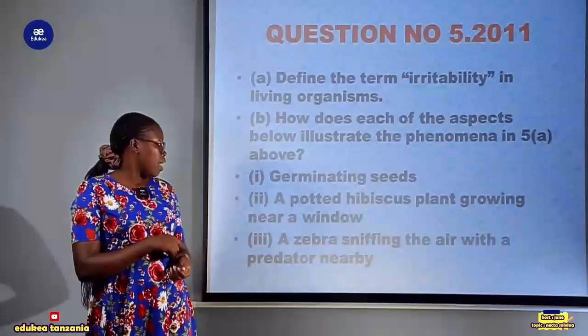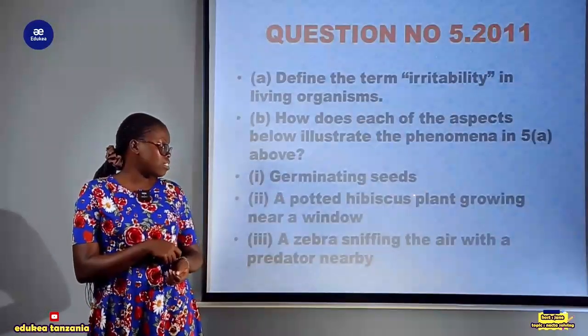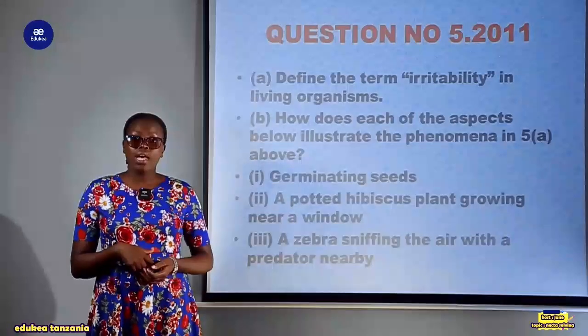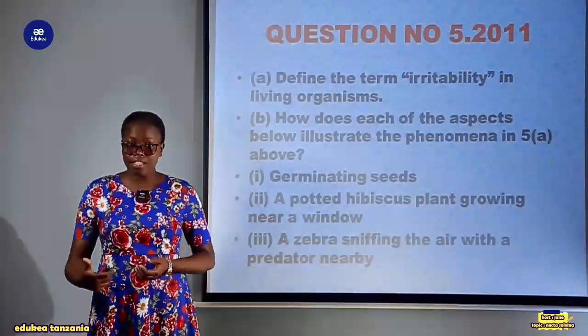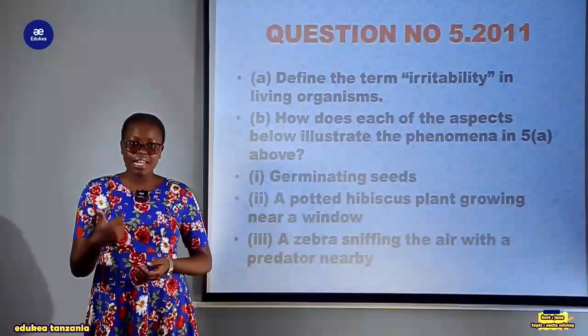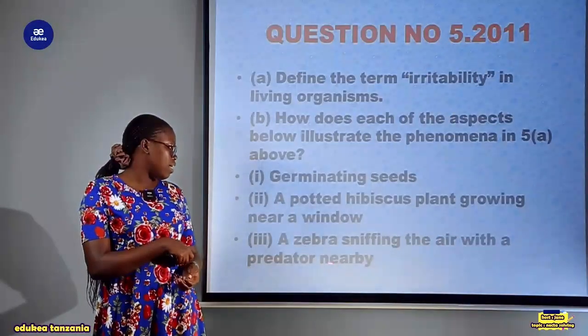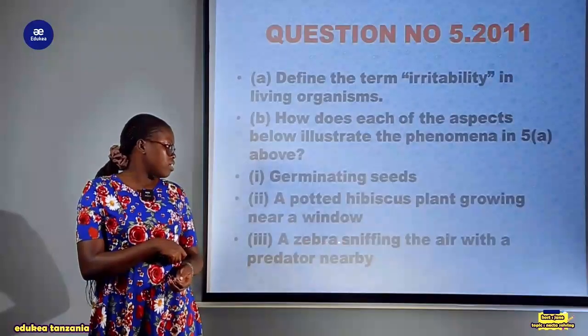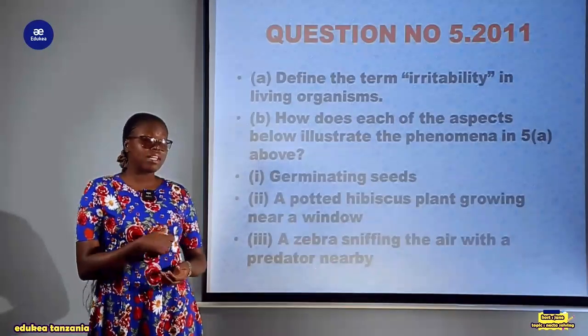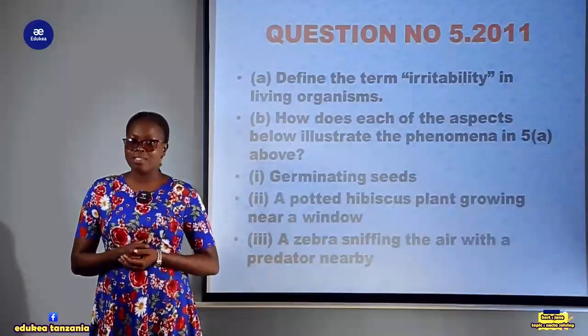Also, how does a potted hibiscus plant growing near a window exhibit irritability? And the last one: a zebra sniffing the air with a predator nearby. How does this exhibit irritability?